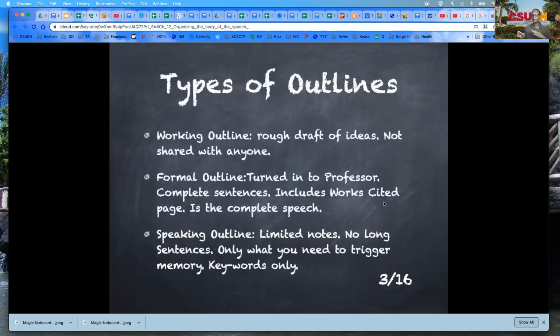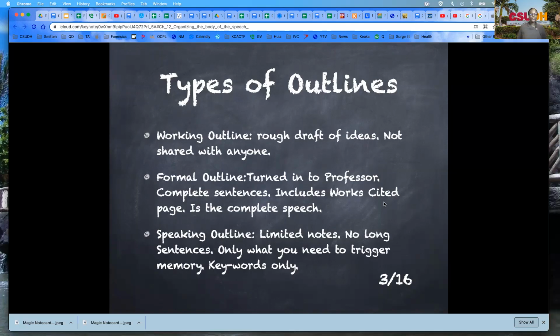So let's talk about the different types of outline. We have three types of outlines that we use in speeches. The first one is a working outline. This is the rough draft. This is typically what you would compare to that outline that you write for your English class. This is the thing where you think, oh, I wrote that outline, and I used that to write my paper. That's the working outline. You're jotting down ideas, thinking like a rough draft, working through what you're going to write your speech on. That's the working outline. That's the thing where you're like, okay, I'm done, I can toss that away.